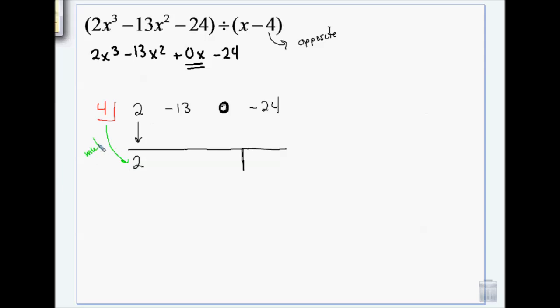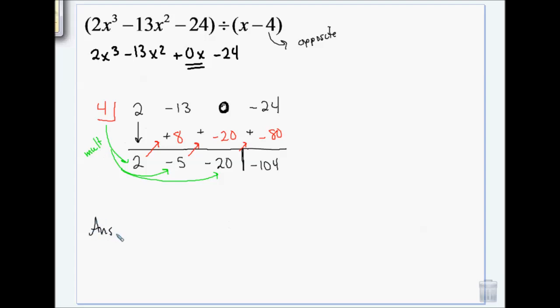Multiply, so 4 times 2 is 8. And then I'm going to add negative 13 plus 8 is negative 5, which I'm going to multiply. 4 times negative 5 is negative 20, which I'm going to add. So I'm going to get negative 20, which I'm going to multiply, which is going to give me negative 80. I'm going to add negative 104.